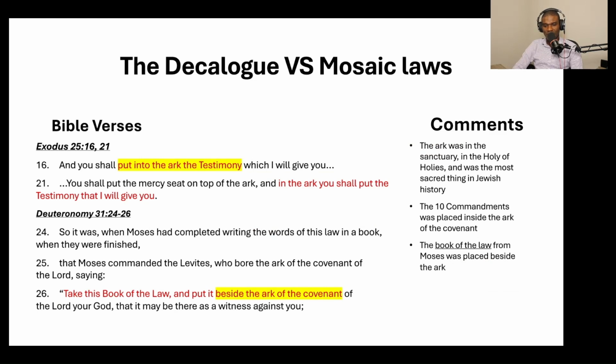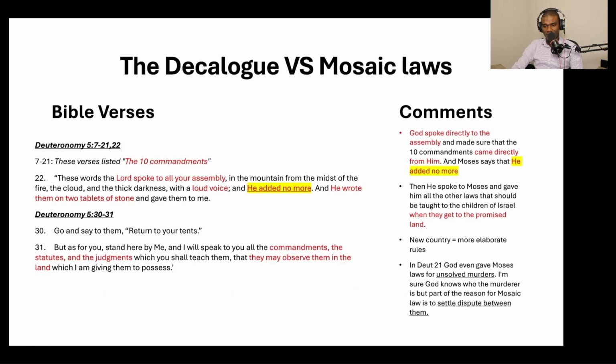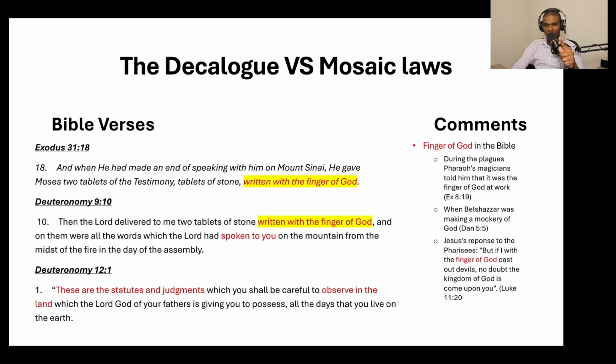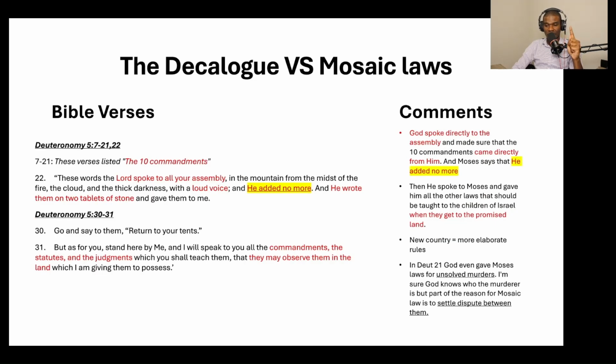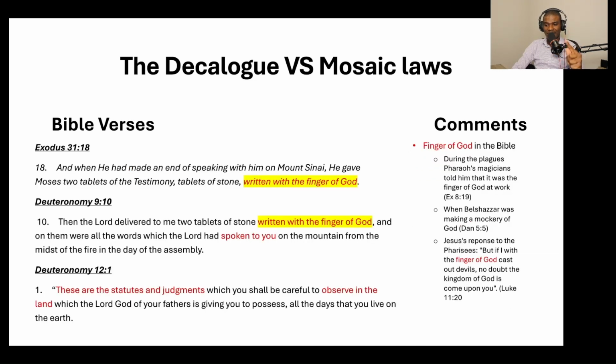Exodus 25:16-21. So let's go back. First of all, he spoke directly to the children of Israel, the assembly, and he added no more. I'm talking about the Ten Commandments now. He spoke directly to the children of Israel, the Ten Commandments only, and that's it, and he added no more. Secondly, the Ten Commandments was written with the finger of God on two tablets of stone. The finger of God. That doesn't happen often, my friend.